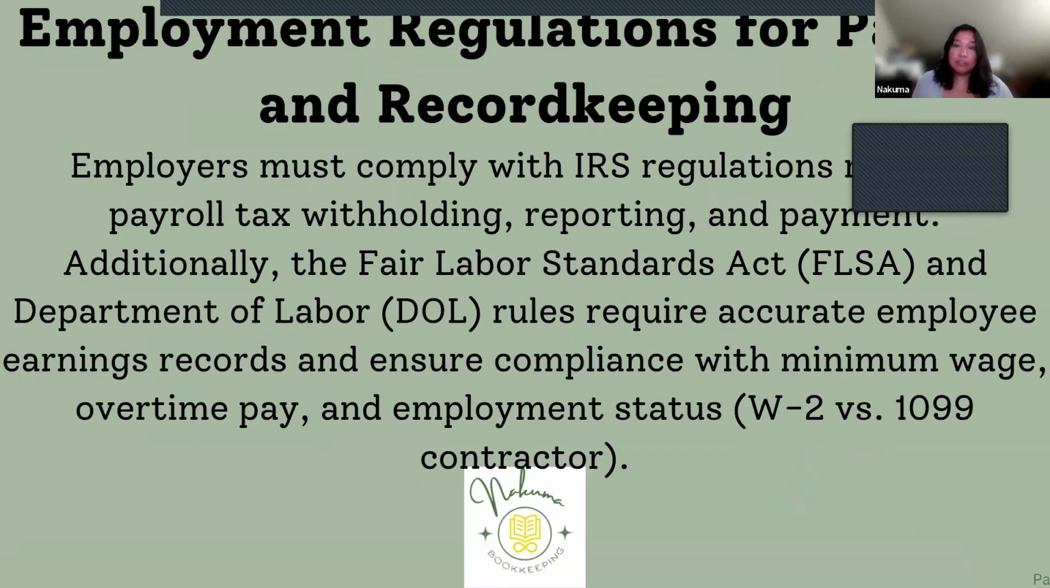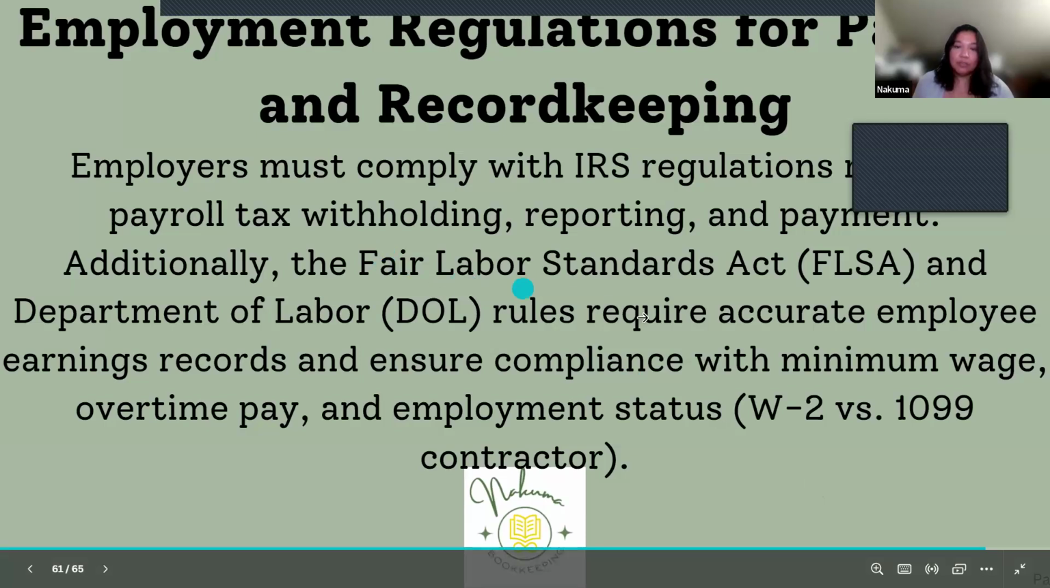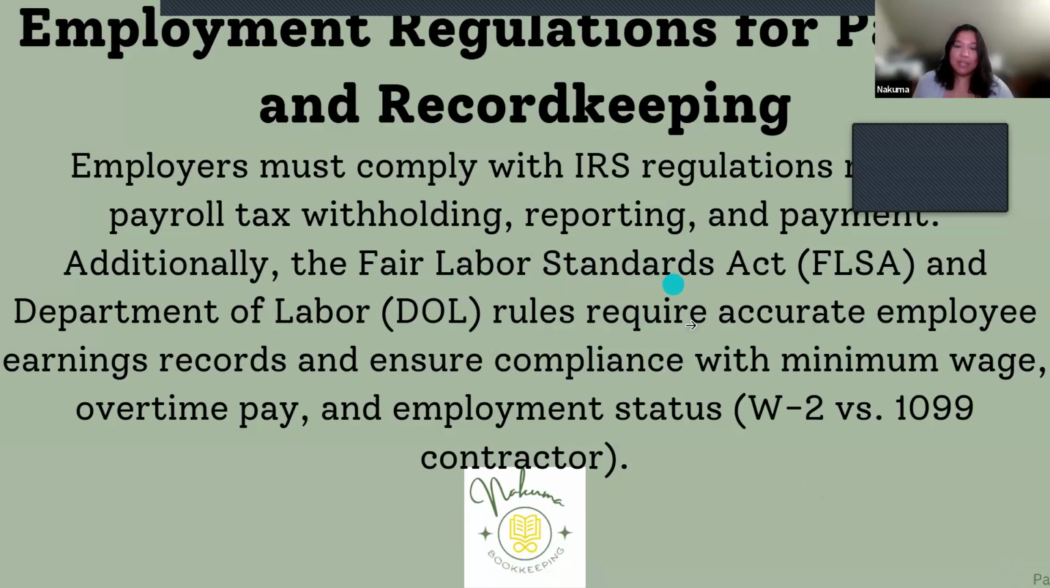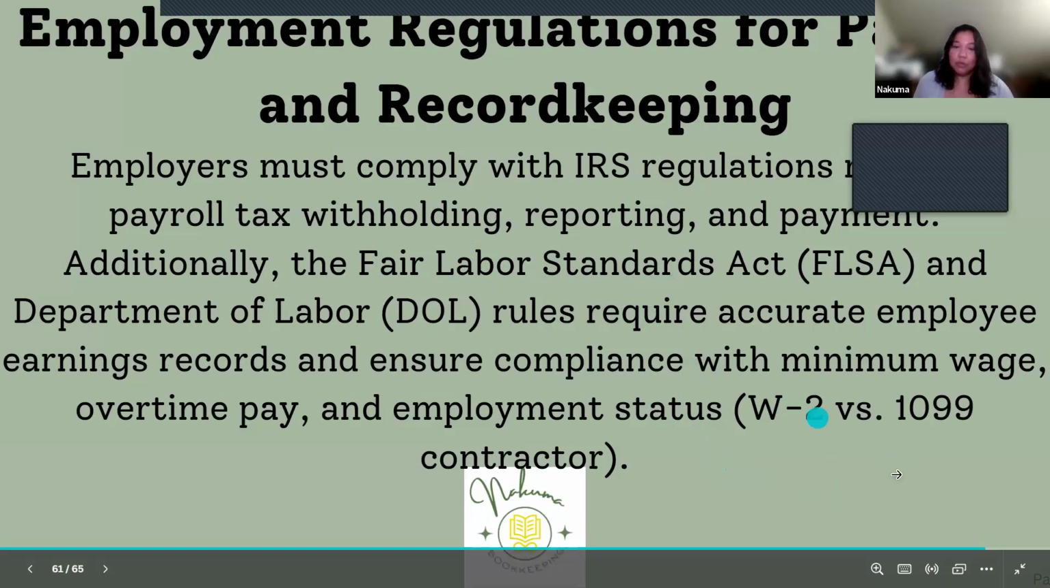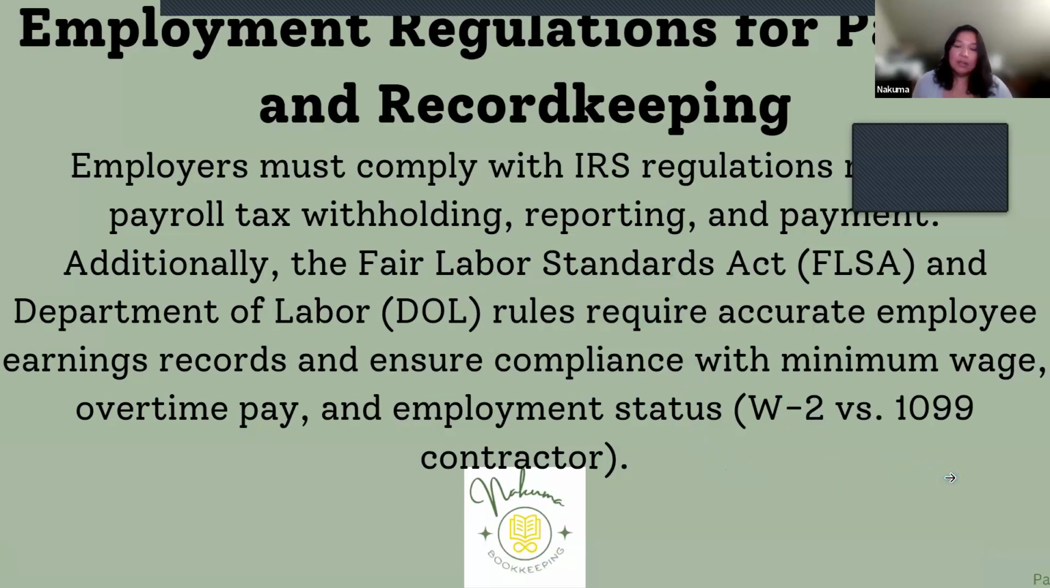There's also employment regulation for payroll and record keeping. Employers must comply with IRS regulations for payroll tax withholding, reporting, and payment. They also must follow Fair Labor Standards and Department of Labor rules, which require accurate employee records to ensure compliance with minimum wage, overtime payment, and employee status. So this is whether they're W-2 or 1099.